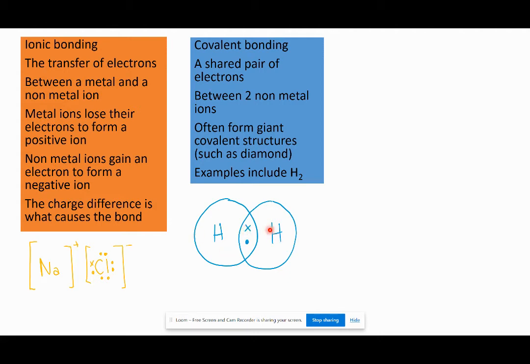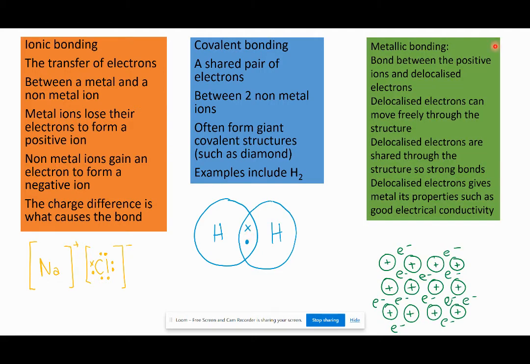This is obviously the simplest example. But here both hydrogens have 1 electron in their outer shell, and they're sharing these 2 electrons. So both of them have 2 electrons in the outer shell, and the electrons are shared between them.